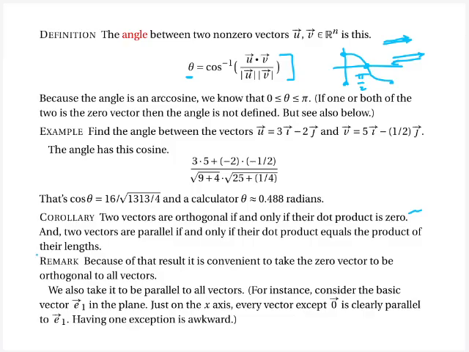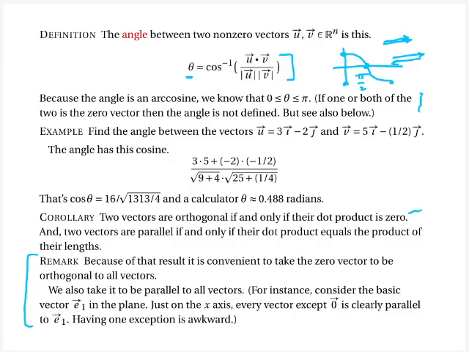So because of that corollary, it's convenient to take the 0 vector to be orthogonal to all vectors, because if you had, say, u was the 0 vector, then the numerator is always going to be 0. So we'll take the 0 vector to be orthogonal to all vectors. I know that that's a little bit awkward, but it's just simply a convenience. And likewise, we also take the 0 vector to be parallel to all vectors.